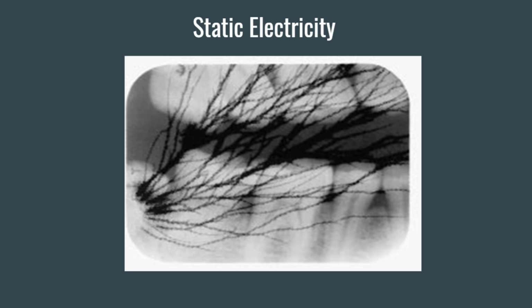This crazy looking film, this is static electricity. Those are thin black lines, kind of looks like blood vessels going all over the place. Those are your static electricity marks, and this happens when a film is opened too quickly.